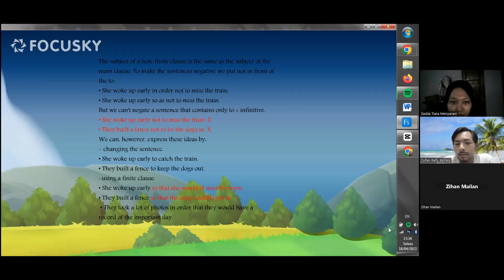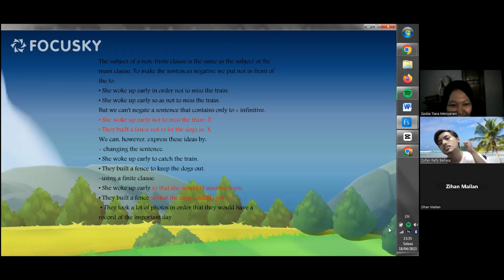But we can't negate a sentence that contains only to plus infinitive. For example, she woke up early not to miss the train. Or they built a fence not to let the dogs in. We can, however, express these ideas by changing the sentence. For example, she woke up early to catch the train. Or they built a fence to keep the dogs out.